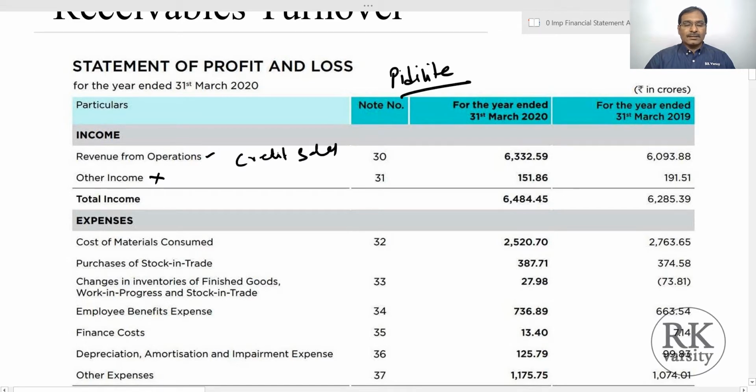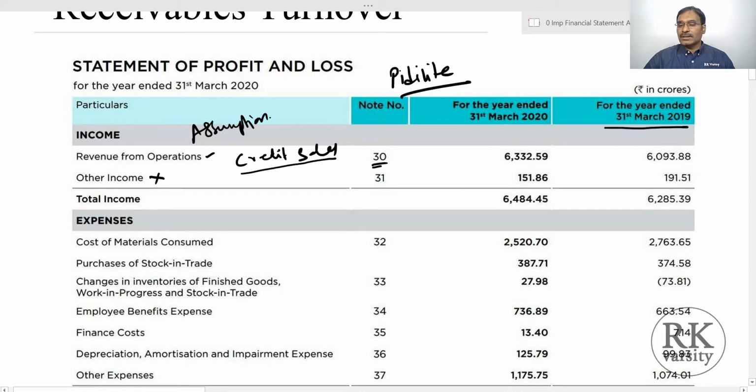And here we are not sure whether this revenue from operations is through cash sales or credit sales, but we make an assumption that all the revenue from operations has been done in the form of credit sales. So this is an assumption which we are making for revenue from operations. We are making an assumption that the sales are made on credit basis. So credit sales, and note 30 will give you the details of your revenue from operations, and here are the amounts. So these are for the two financial years.